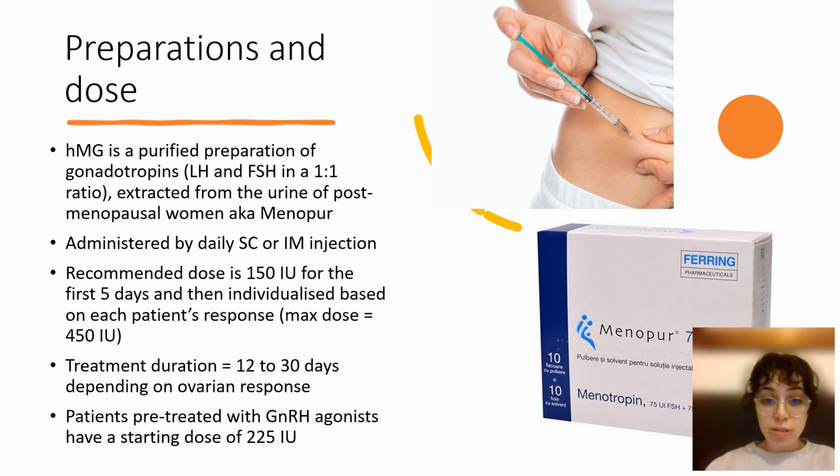The recommended starting dose is 150 IU for the first 5 days of treatment. And then after this, you have an individualized dose based on each lady's individual ovarian response. The max dose is 450 IU, so your individualized dose will be anywhere between 150 and 450 IU. The treatment duration is around 12 to 30 days, again, depending on the lady's personal ovarian response. Patients pre-treated with GnRH agonists have a starting dose of 225 IU. The brand name for HMG is usually Menopur. As you can see in the image there, Menopur 75 IU.